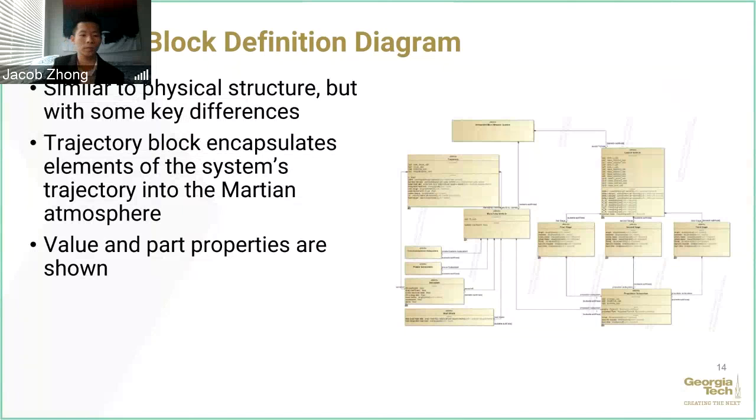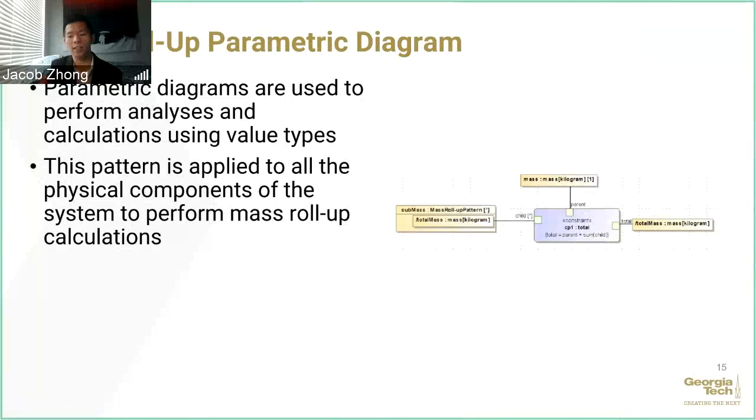Moving on to the mass roll-up parametric diagram. This is a pattern that's applied to each block for calculating the mass roll-up of the overall system. As you can see, this consists of value types or values, which are the elements in yellow boxes. And then there's a constraint block, which performs the calculations between the values in order to get the output. In this case, the constraint says that the total mass is equal to the mass of the parent plus the sum of all the masses of the child parts. And so this is how the mass of each component is calculated within the system.